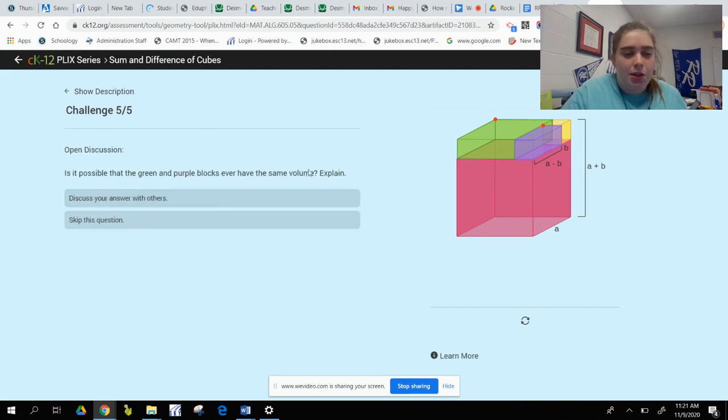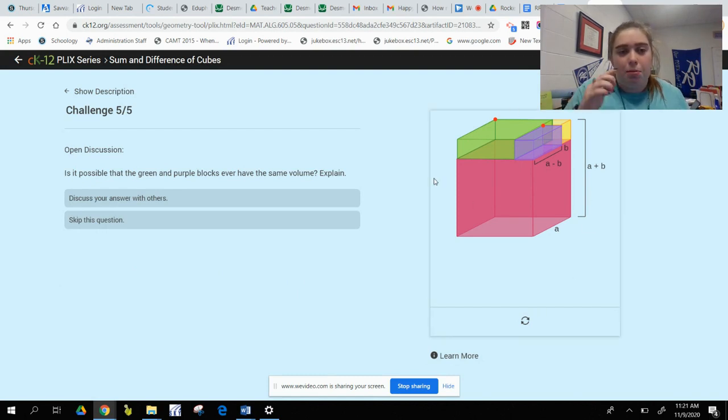All right, and then it asks you this open-ended question: is it possible that the green and purple blocks will ever have the same volume? I just want you to think about that, keep that in your mind. It didn't ask you to do anything, whichever option you clicked, but I hope that you thought about that. It's just a little thoughtful question to think about with this situation.